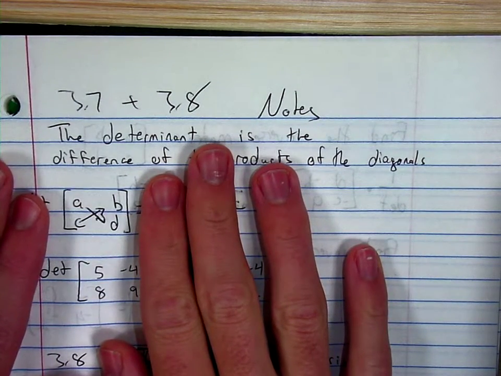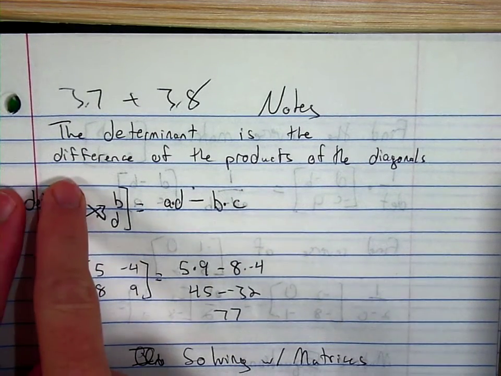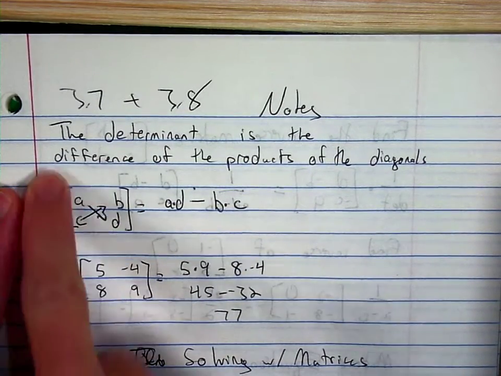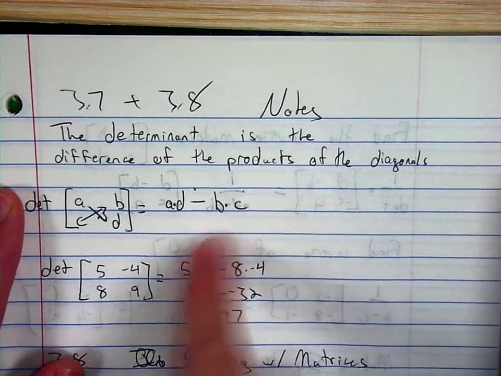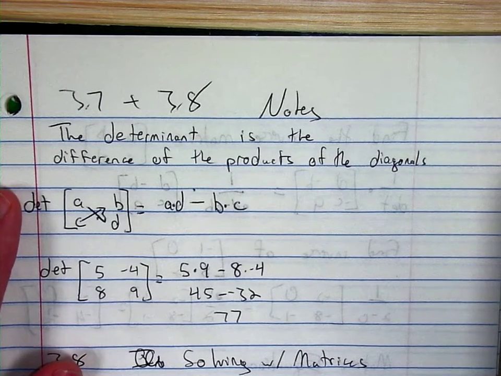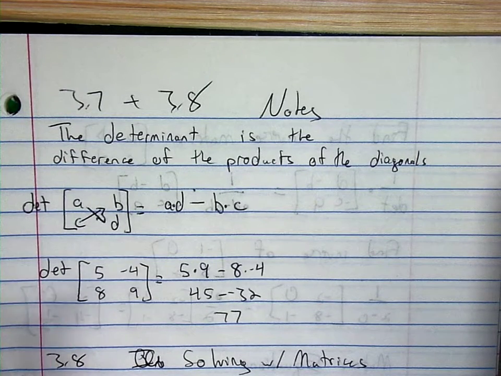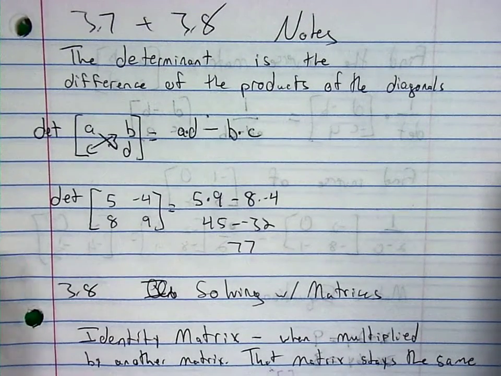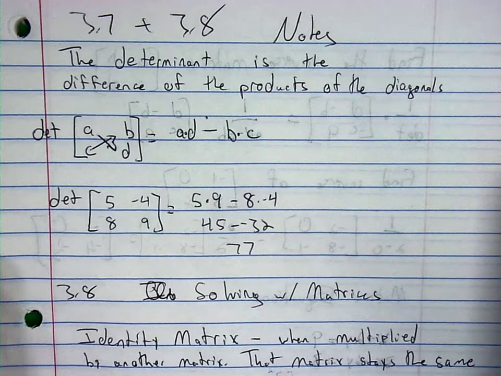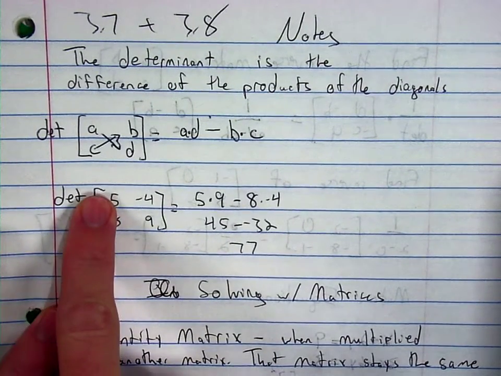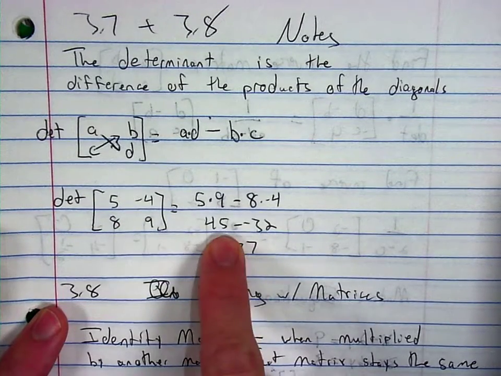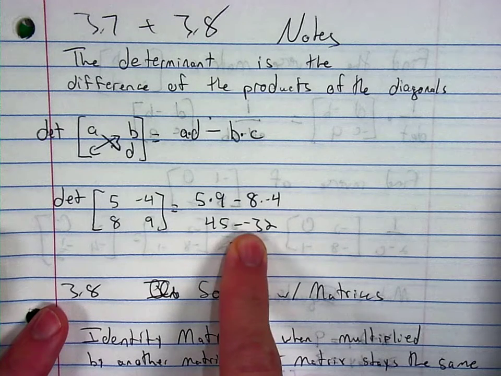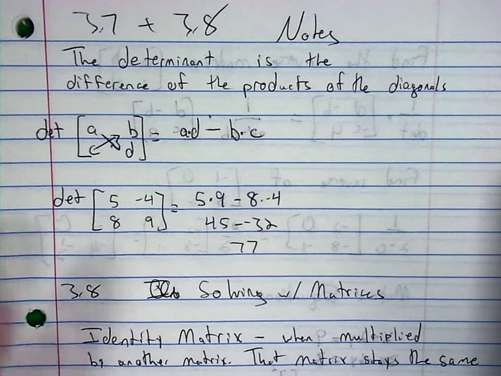If I want to calculate the determinant, we multiply top left times bottom right, A times D, and then B times C, and we subtract, and that'll give us a number. And we'll use that number later when we do inverses. So an example here, if we wanted to do the determinant of 5, negative 4, 8, 9, we cross multiply here, 5 times 9 minus 8 times negative 4. So we'll get 45 minus a negative 32, 77.